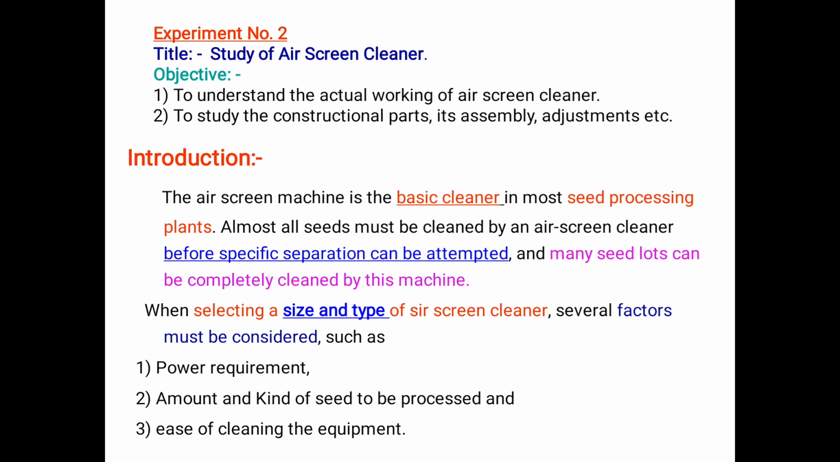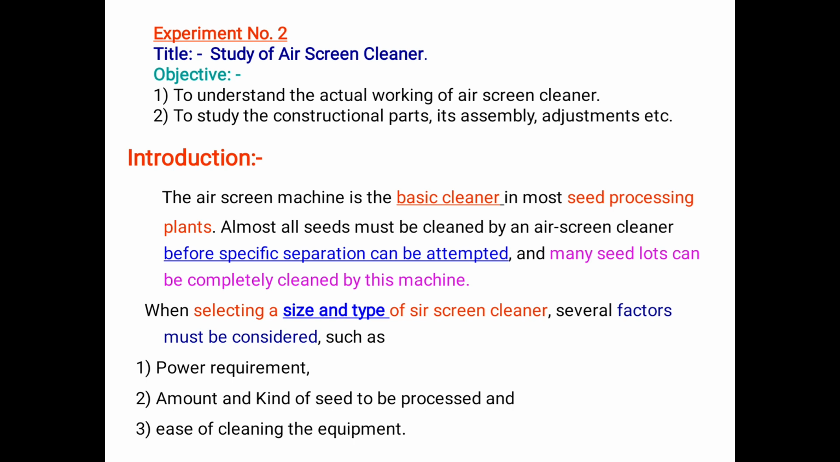So today we discuss the topic, a study of air screen cleaners. The first objective is to understand the actual working of the air screen cleaner. The second objective is to study the construction parts, its assembly, and its adjustments.